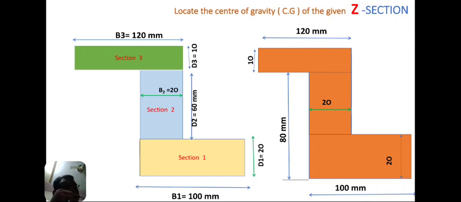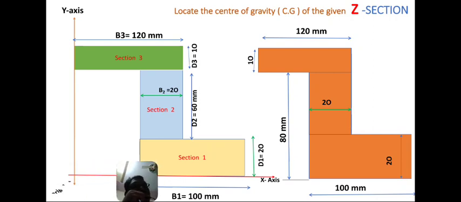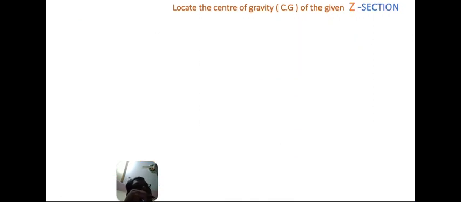So here now I am considering the reference axes, that is the x-axis at the bottom edge and y-axis at the left side edge. O is the origin. Now I am going to locate the individual centroids of the Z section.